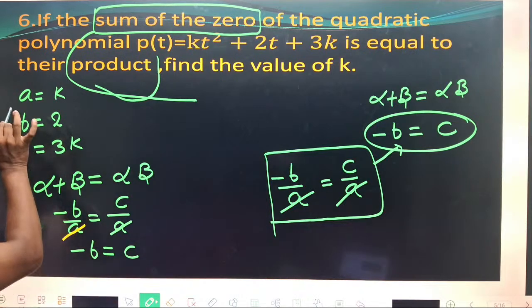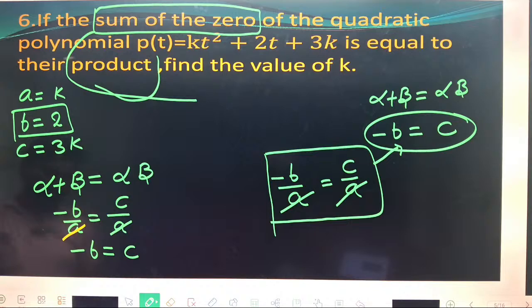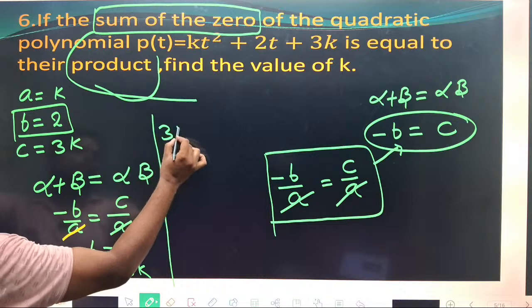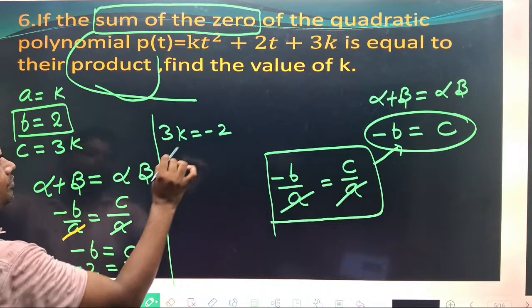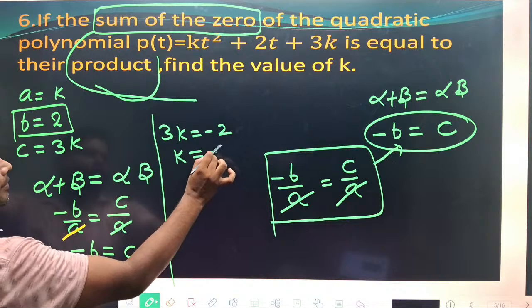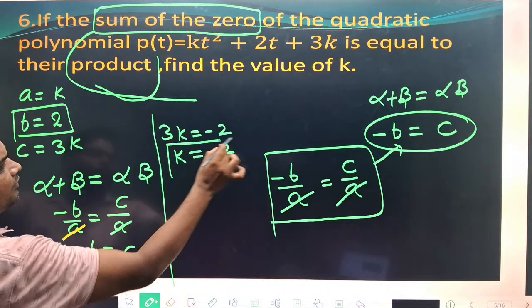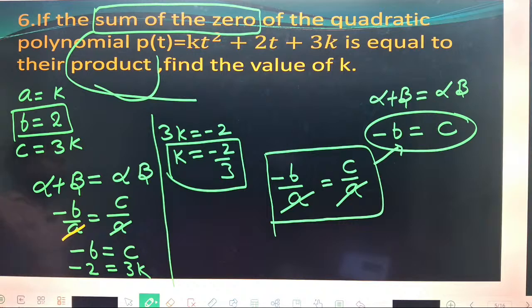What is the value of b? B is equal to 2, so minus b is negative 2, and c is equal to 3k. Now you write it as 3k is equal to negative 2. Next, k is equal to minus 2 upon 3. What is the value of k? K is minus 2 by 3. Very, very easy question.